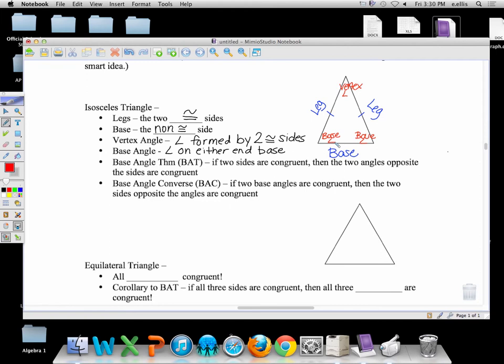We also have two little theorems that we learned. The base angles theorem, we abbreviate it BAT. If you have two congruent sides, then the two angles opposite those sides are also congruent. The converse, flip the two parts around. If you are given the two base angles are congruent, then the two sides opposite the angles are also congruent. Okay, so quick little isosceles review there.